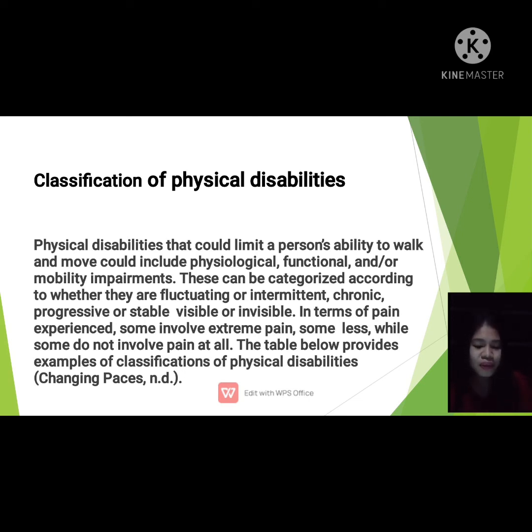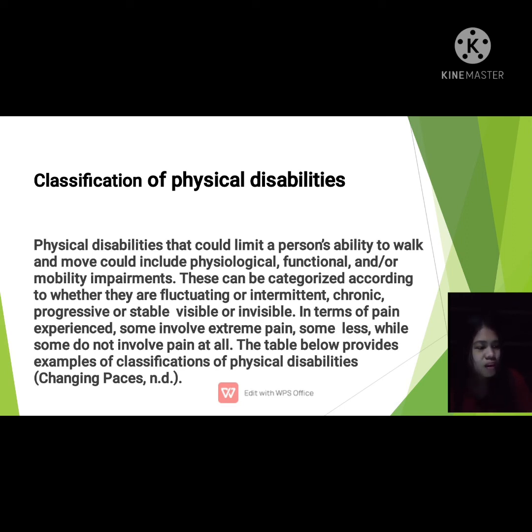Okay, classification of physical disabilities. Physical disabilities that could limit a person's ability to walk and move could include physiological, functional, and/or mobility impairments. These can be categorized according to whether they are fluctuating or intermittent, chronic, progressive or stable, visible or invisible. In terms of pain experience, some involve extreme pain, some less, while some do not involve pain at all. The table below provides examples of classification of physical disabilities.